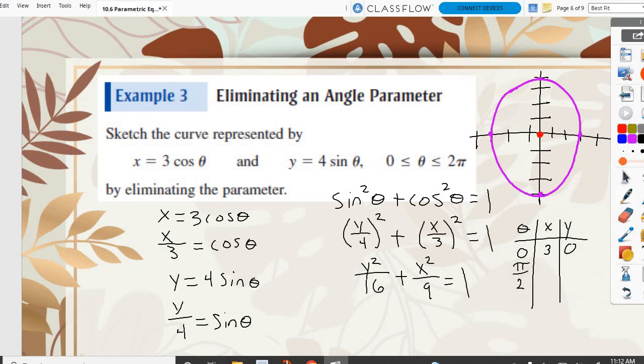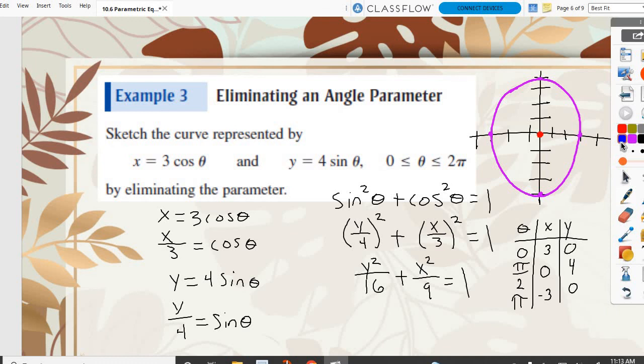Now, when I plug in pi over 2 to cosine, what do I get? 0. And when I plug in pi over 2 to sine, 1. 1 times 4 gives us 4. And then if we did pi next, it would be negative 3 and 0. And we should get the idea after that.